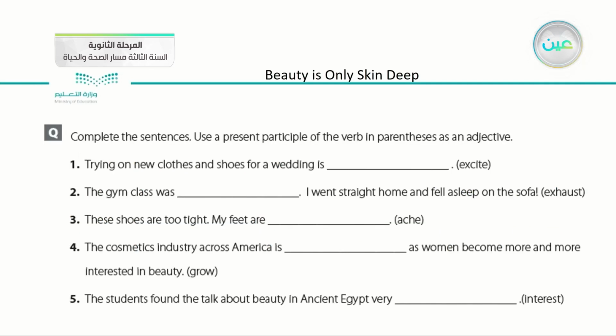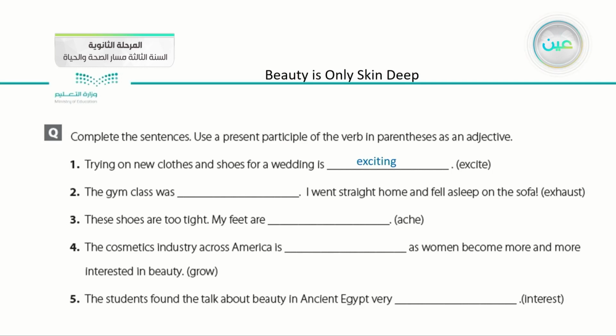After that, on the same page, we have exercise Q. In this exercise, you are asked here to complete the sentences. We have 5 sentences, and in each sentence, you have a blank that needs to be filled. Use a present participle of the verb in parentheses as an adjective. Okay, we have just learned how to use the present participle as an adjective. Number 1, trying on new clothes and shoes for a wedding is exciting, because we talked about the present participle, and we say it describes the feeling of something.